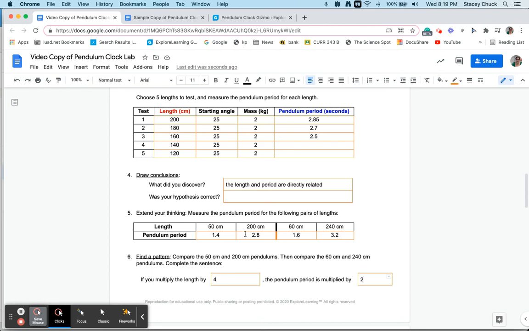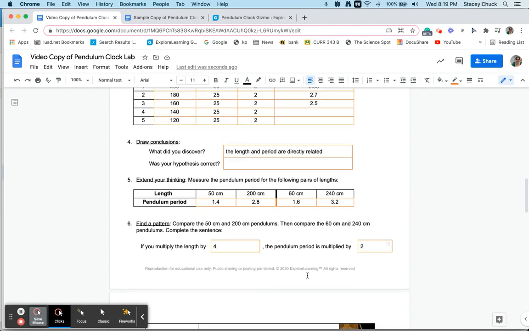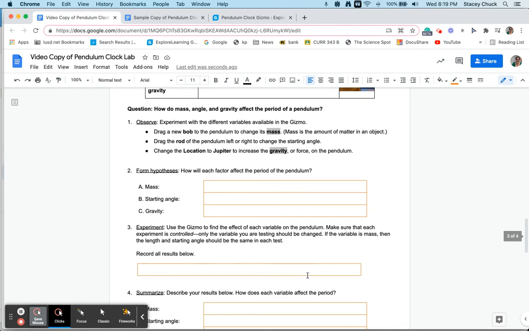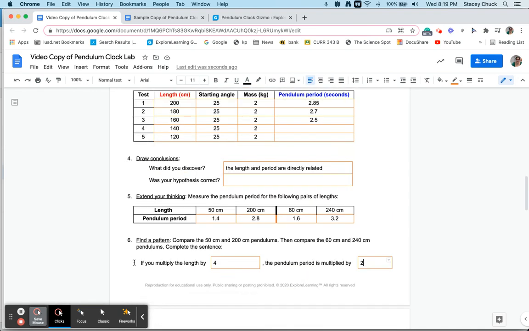So if I knew the period and the length and I needed to double it, I would need to quadruple the length and that would double my period. If I needed to split it in half, I would do the opposite. All right, so I'm going to stop right there. That was day 1.